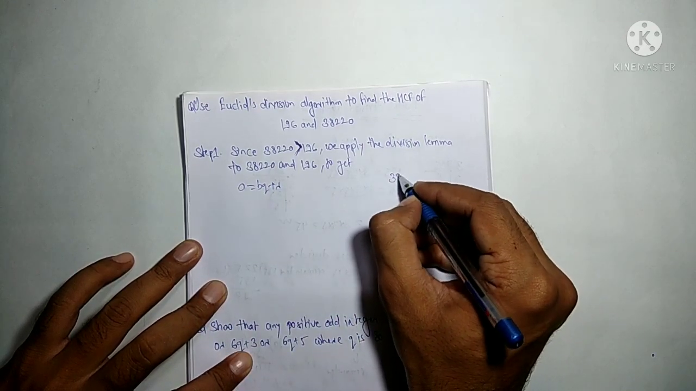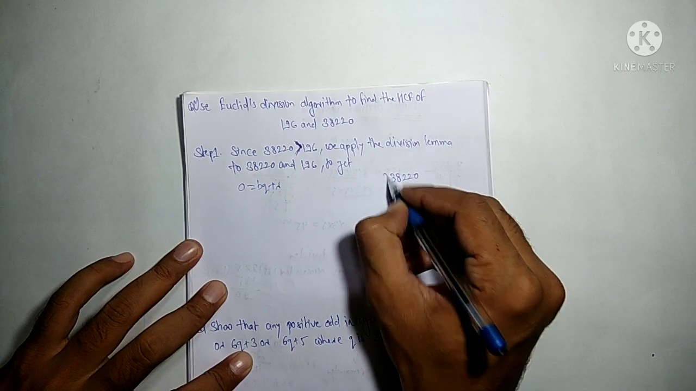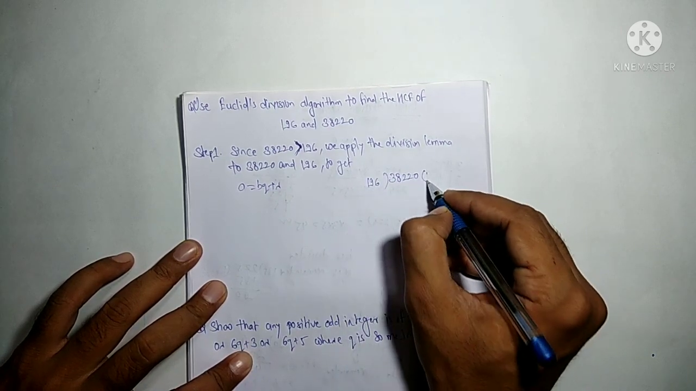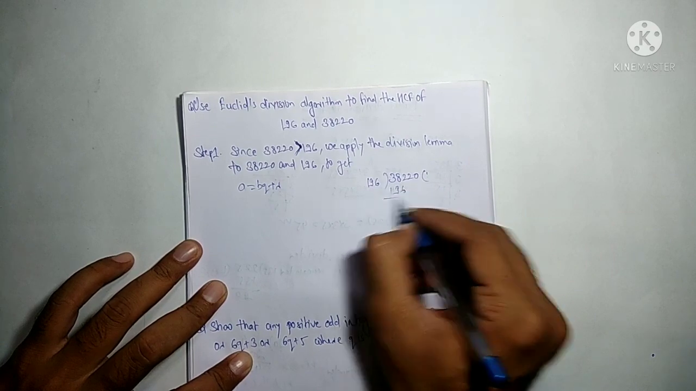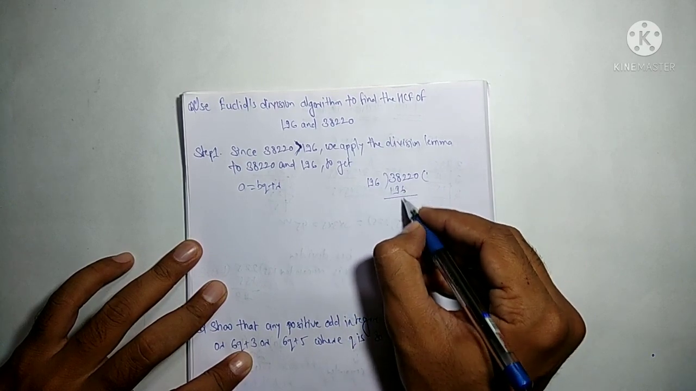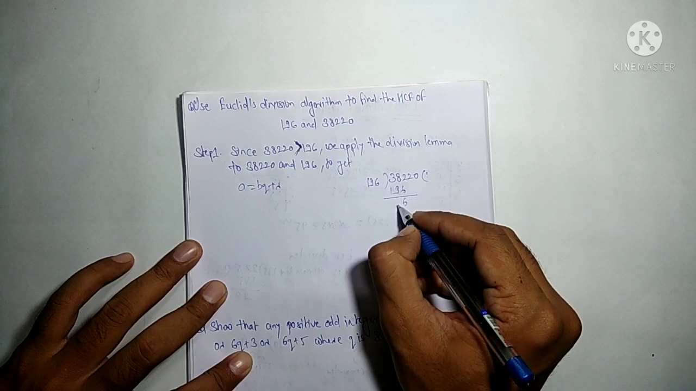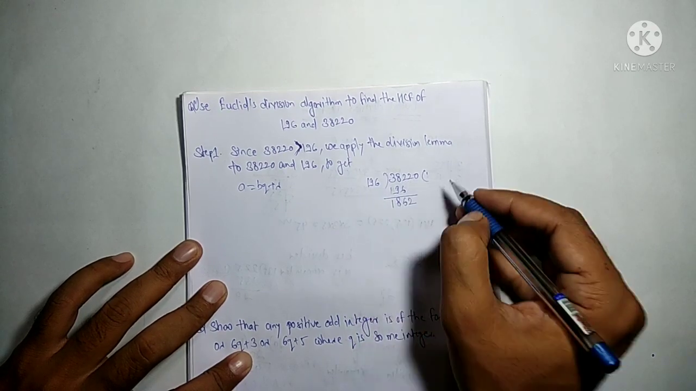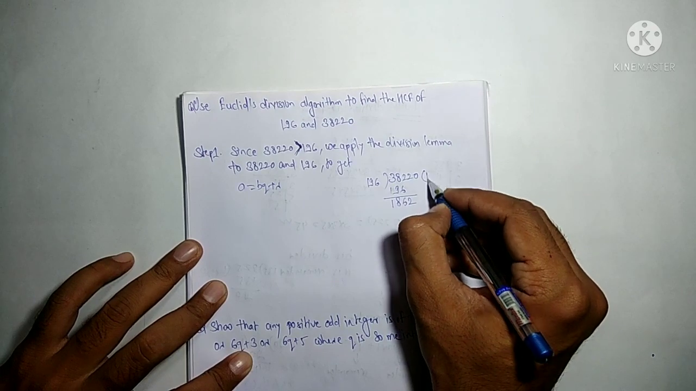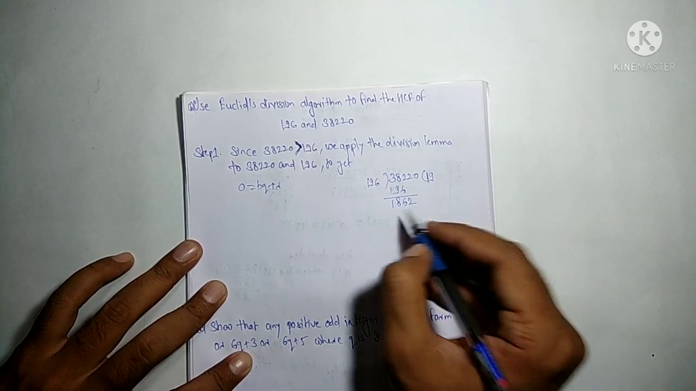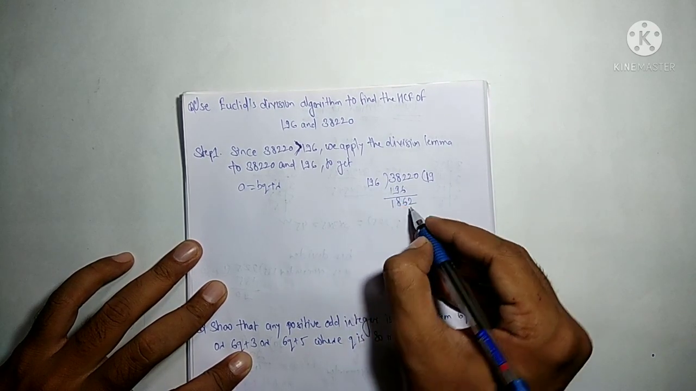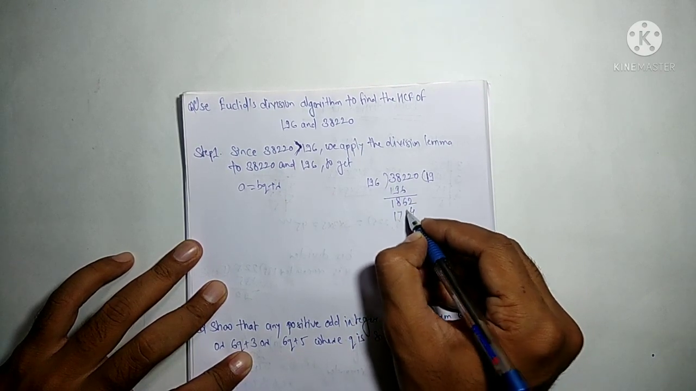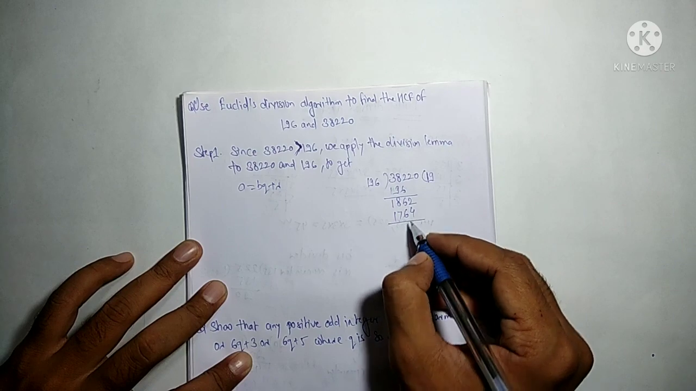How can we find it? Now we divide 38,220 by 196. 1 times 196, and what is the remainder? 1, 8, 2 come down. Now next, 9 times. 9 times 196 gives 1764. Okay, what is the remainder?